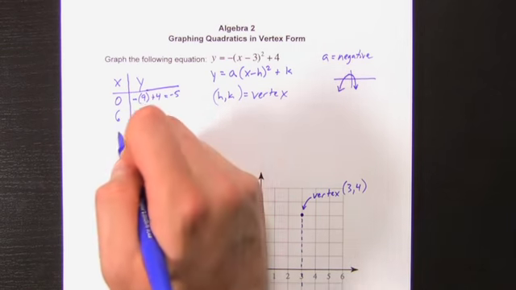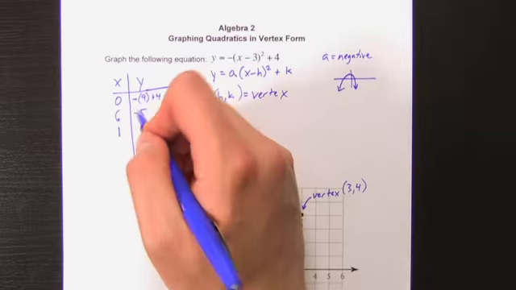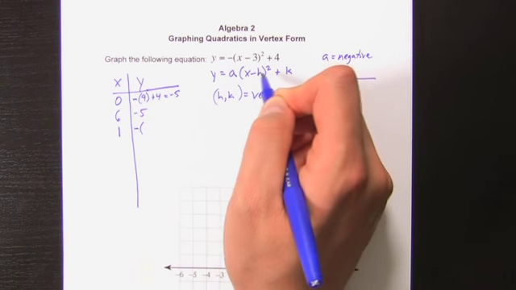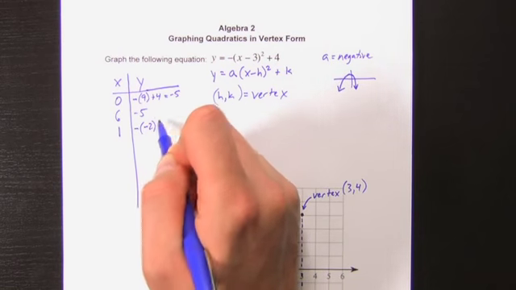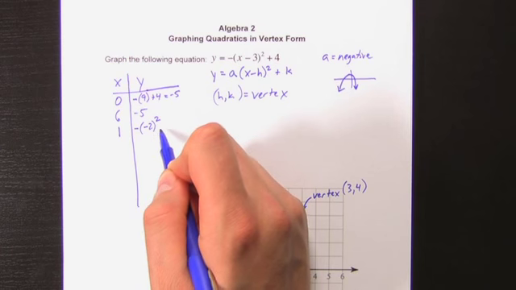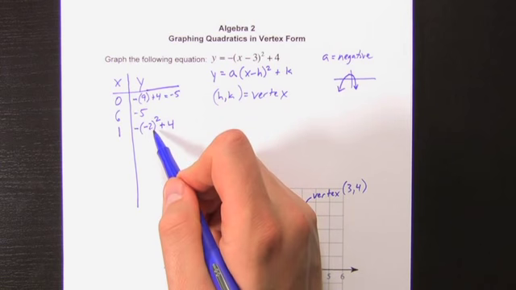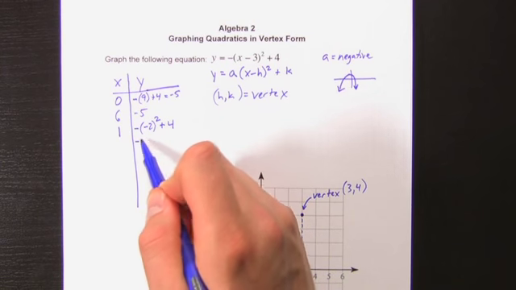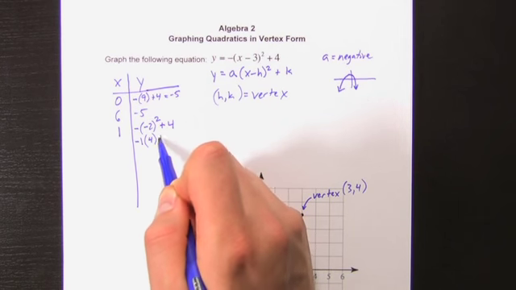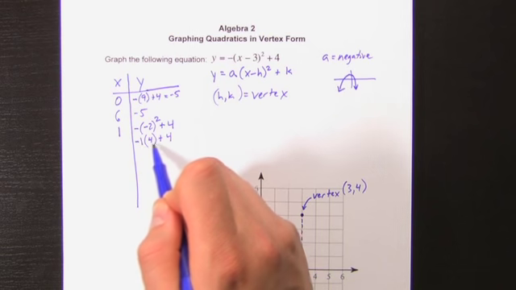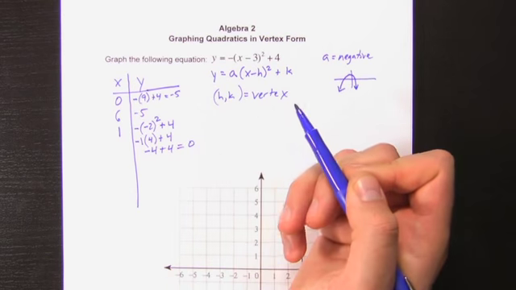All right, let's pick another easy number like 1. 1's a great number. So 1 would be here, but in order to figure out what the value is, I need to put that into the equation. Now 1 minus 3 is negative 2, and I need to square it. So after I do that, I need to add 4. Now order of operations says I must square this first. So this would be negative 2 squared, which is 4. And negative 1 times 4 is negative 4. And adding 4 makes 0.